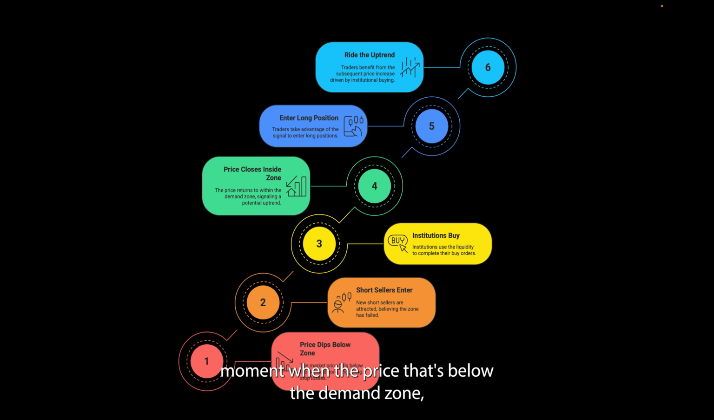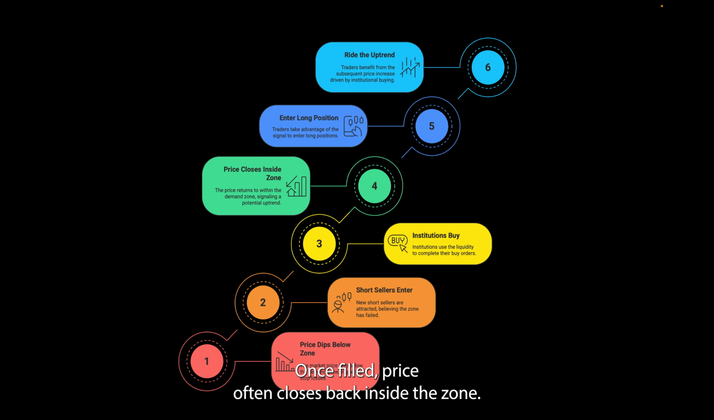Here is a critical moment. When price dips below the demand zone, it triggers stop losses of retail traders who bought early, and it lures in new short sellers thinking the zone has failed. This creates the liquidity institutions need to complete their buy orders. Once filled, price often closes back inside the zone. That's your signal. Enter long and ride the institutional wave up.